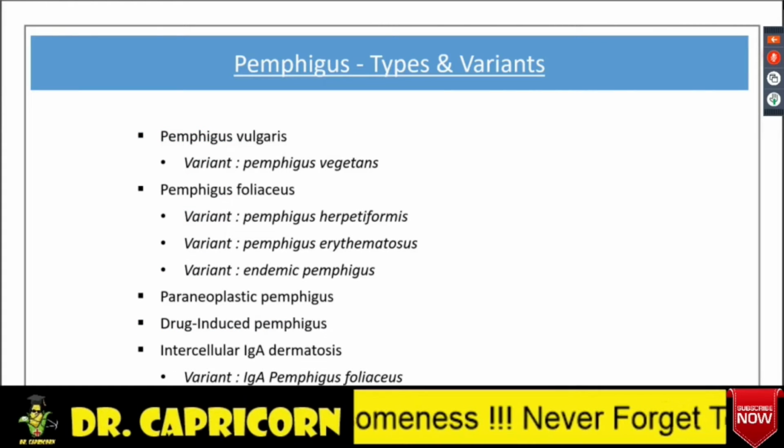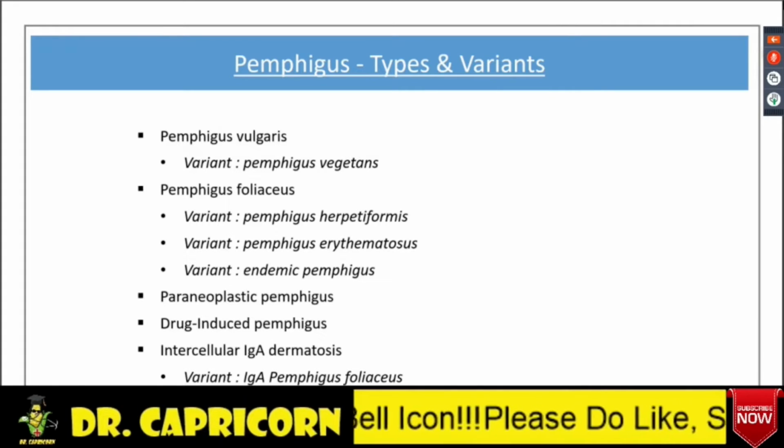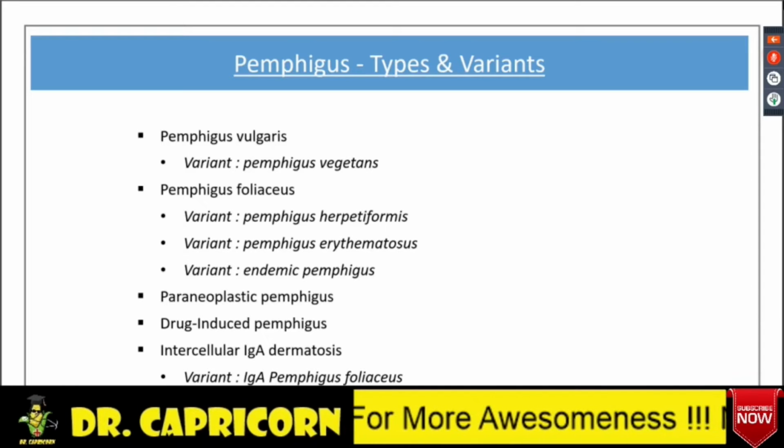Now there are different types. As I told you, pemphigus vulgaris has a suprabasal blister, and it has one variant called pemphigus vegetans. Pemphigus foliaceus is in the superficial layer just below the stratum corneum. The first layer is stratum corneum, then different layers are there, 4 layers of the epidermis. Pemphigus foliaceus is very superficial. It has variants like pemphigus herpetiformis, pemphigus erythematosus, and endemic pemphigus. Then there is paraneoplastic pemphigus, and drug-induced pemphigus is also there.